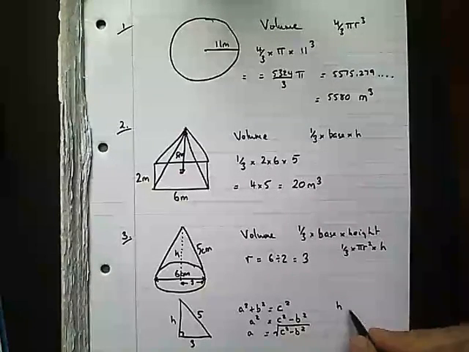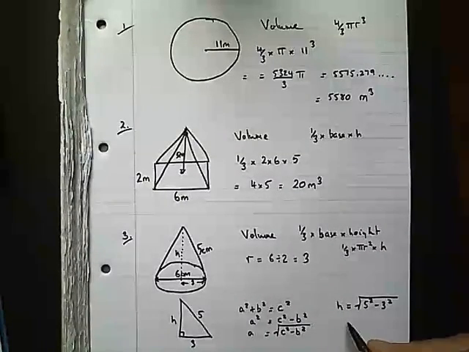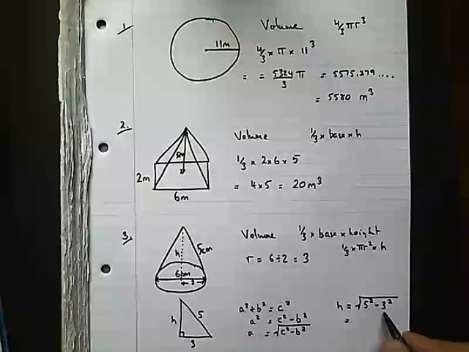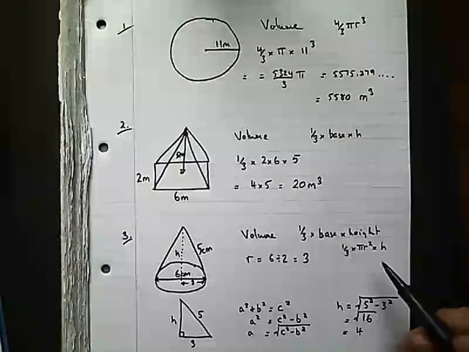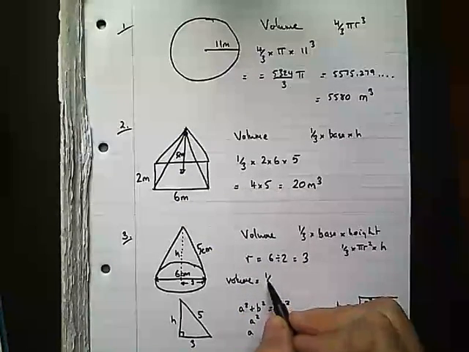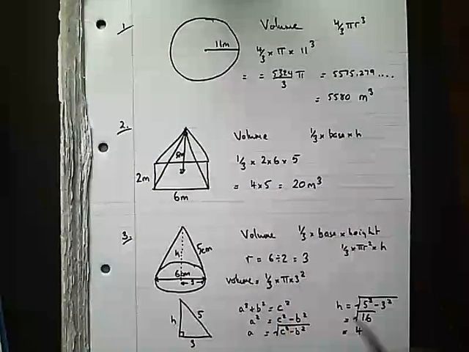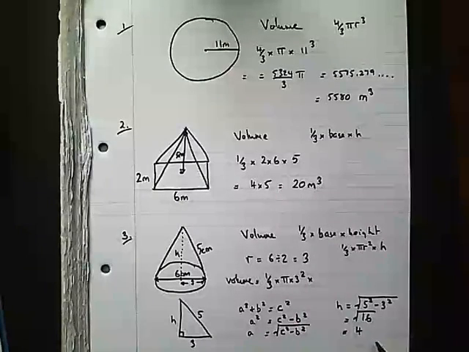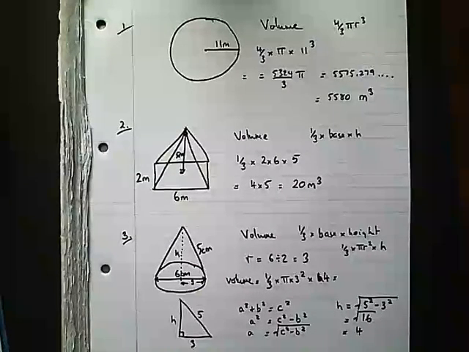So h equals the square root of 5 squared take away 3 squared, which equals the square root of 25 take away 9, which is 16. Square root of 16 is 4. So the height of this is actually 4. So the volume equals 1/3 times pi times the radius, which is 3 squared, times by the height, which is 4. Well, and then pop that into your calculator and you should get your answer in terms of pi.